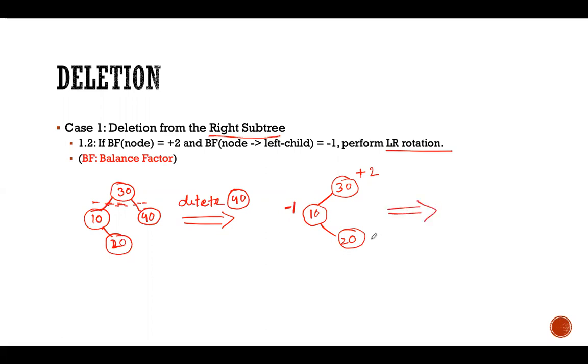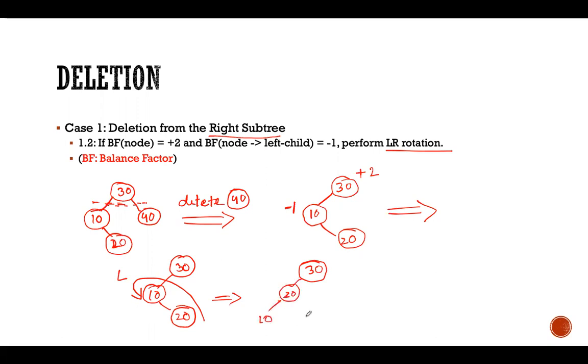LR rotation means first we're going to rotate to the left, then we're going to rotate to the right. So it will look like that. First do the rotation in the left, it will be 30. We rotate in the left, so 20 will become the parent, 10 will become the child. Now rotate in the right. LR rotation: first rotate left, then rotate right. So it will become 20, 10, 30.